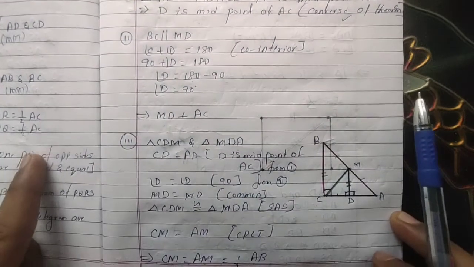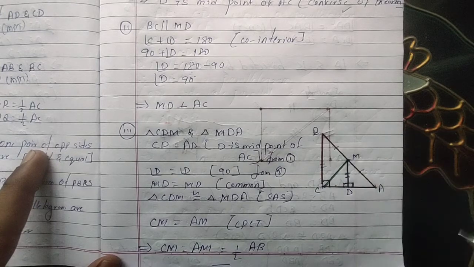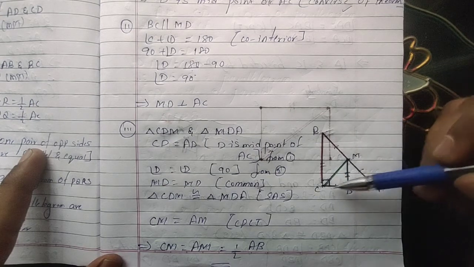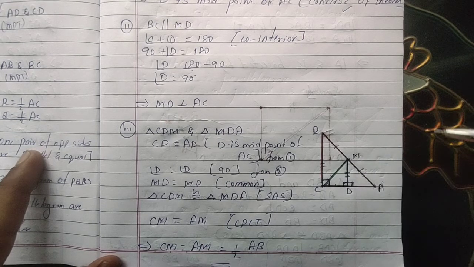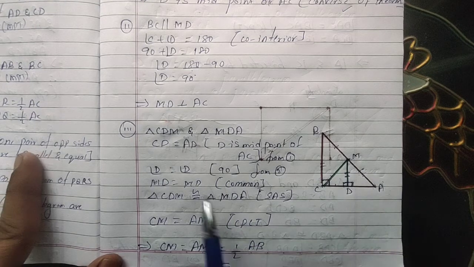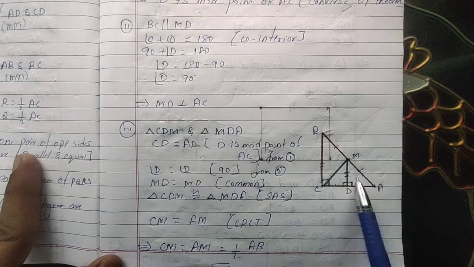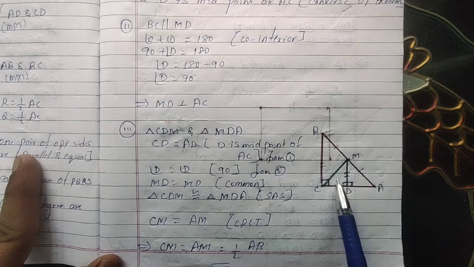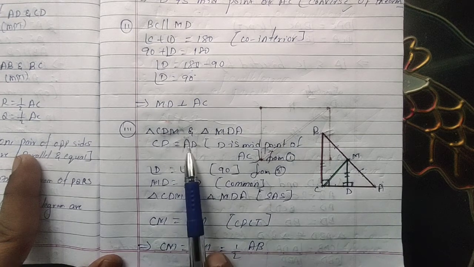Next, third one, I need to prove that CM and AM are half of AB. See students, M is a midpoint of AB. I know AM is nothing but half of AB. But this AM and CM, I need to prove these two are equal. So that I am taking these two triangles. Which ones? CDM triangle and MDA triangle. In these two triangles, already we know D is a midpoint. Therefore, CD of this triangle and AD of this triangle are both equal.